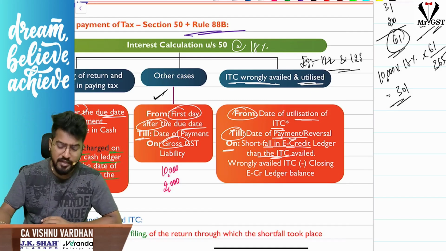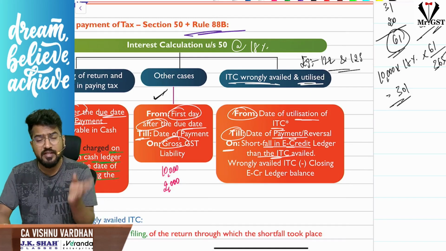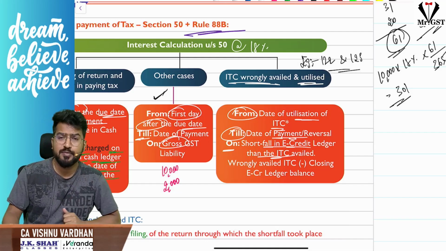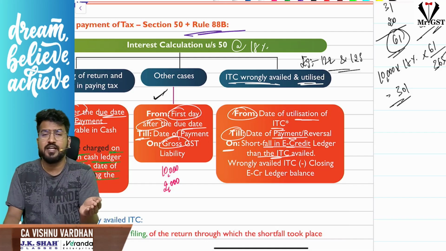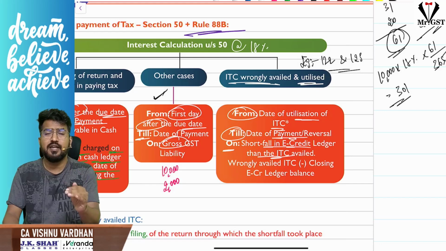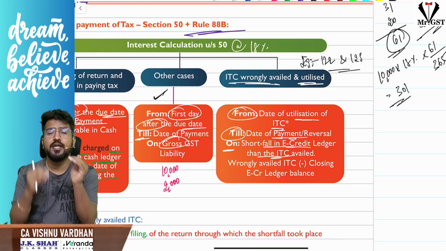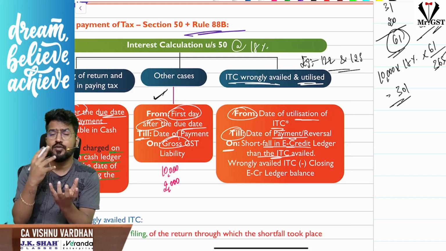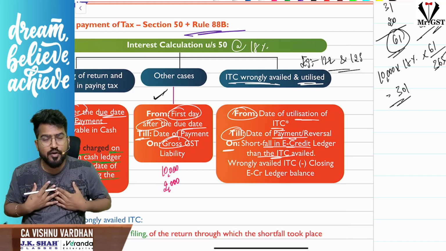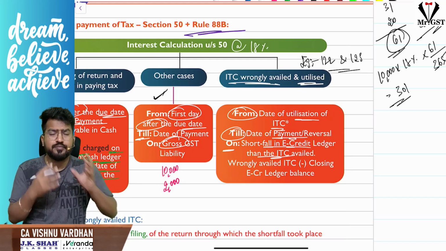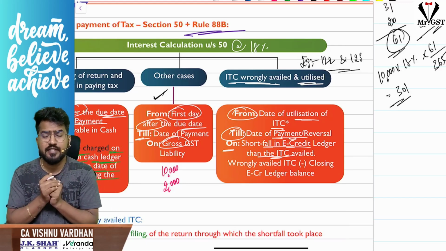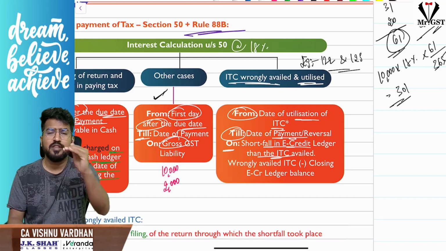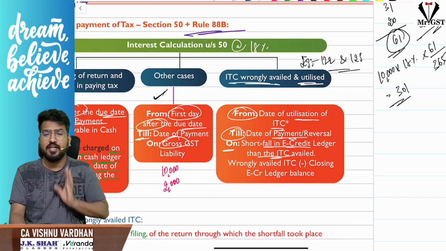For ITC wrongly availed and utilized, the interest will be only when the ITC is utilized. When can we say ITC balance has been utilized? We have to check the closing e-credit ledger balance, and if the closing e-credit ledger balance falls below the wrongly availed ITC amount, then in the month in which the closing balance has fallen below, we can understand wrongly availed ITC has been utilized. So when the wrongly availed ITC has been utilized by filing one particular 3B, let us assume June month closing balance has fallen below the wrongly availed ITC.